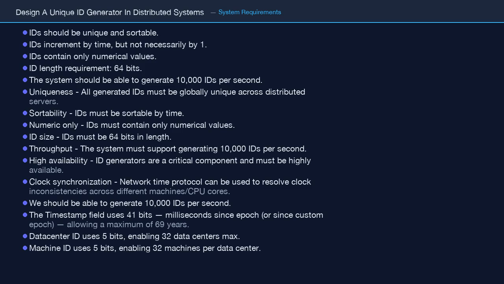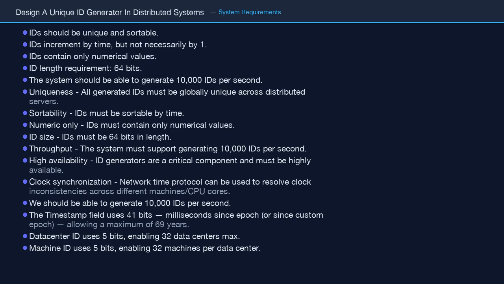On the functional side, we have uniqueness. All generated IDs must be globally unique across every distributed server in the system. We have sortability. IDs must be sortable by time, which is why the time-based increment property matters. We have the numeric-only constraint, meaning IDs are pure numbers. We have ID size, fixed at 64 bits. And we have throughput, which requires the system to support generating 10,000 IDs per second.